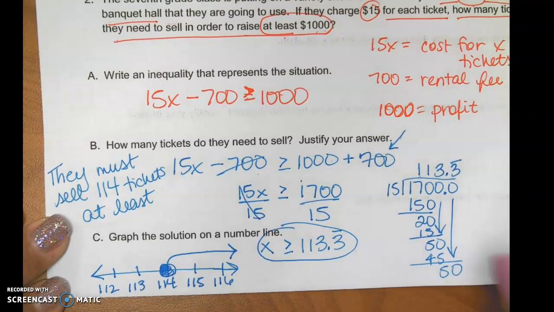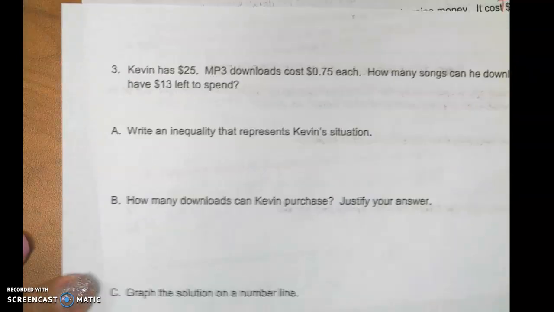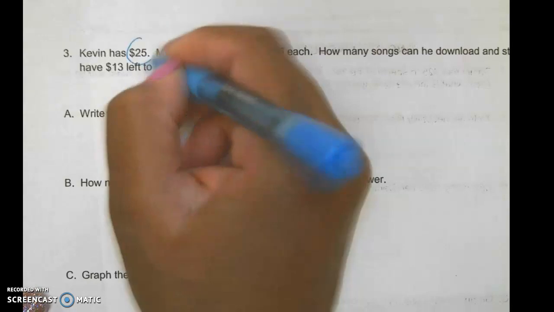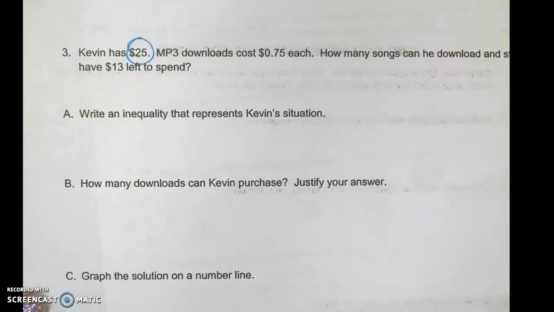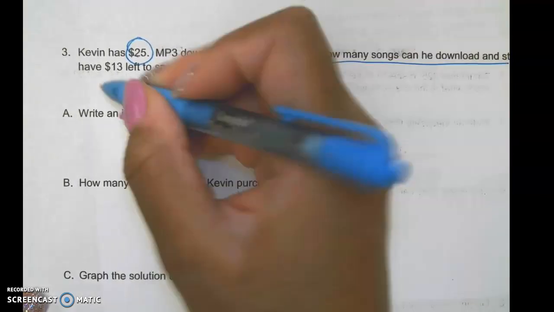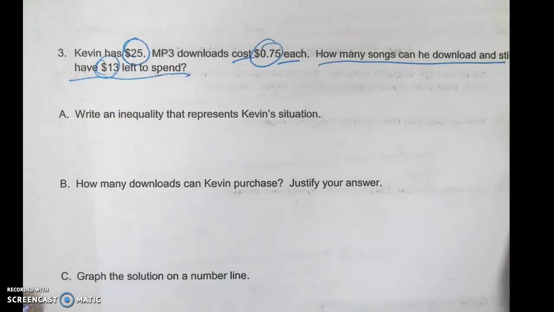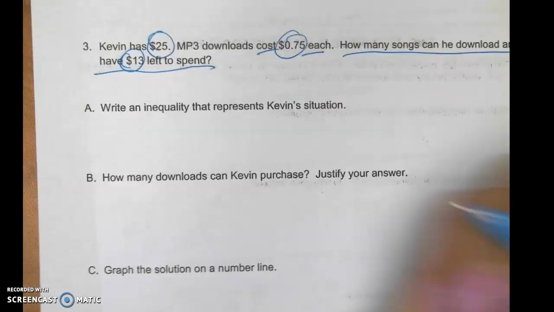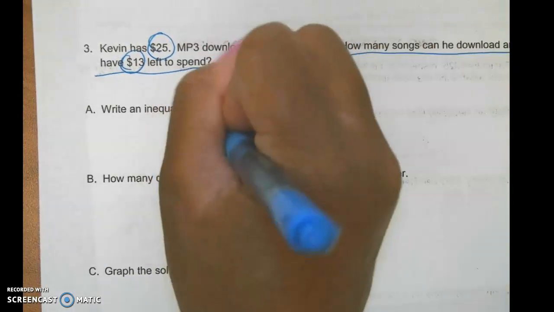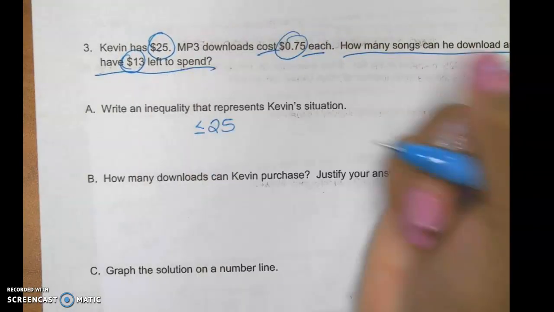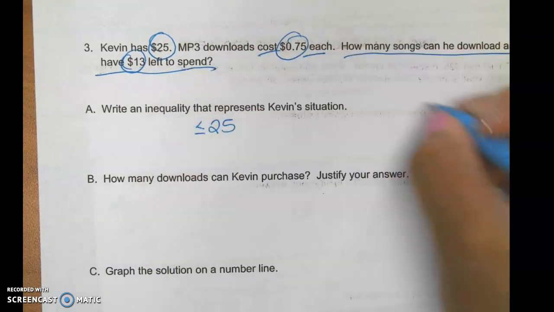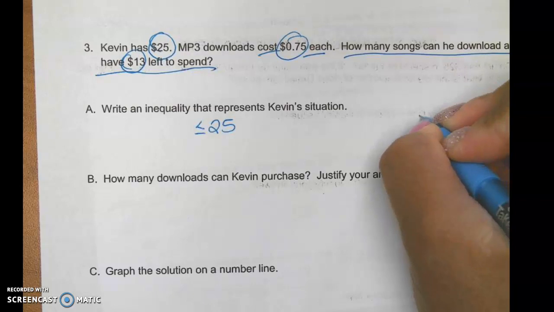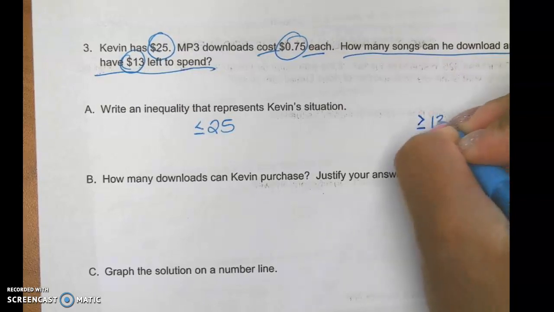On the other side, Kevin has $25. Bam, that's how much he has. MP3 downloads cost 75 cents each. How many songs can he download and still have $13 left to spend? So, my goal, this could go two ways. I could have $25 or less, or I can have more than or equal to $13.